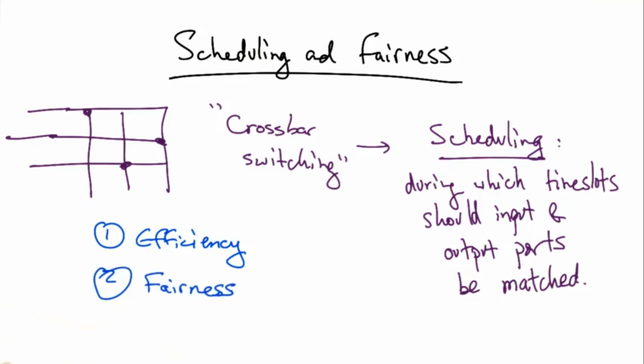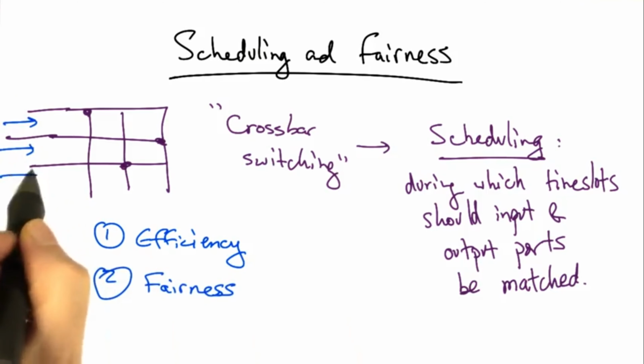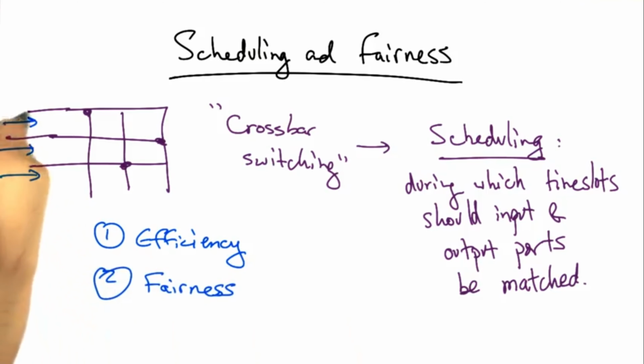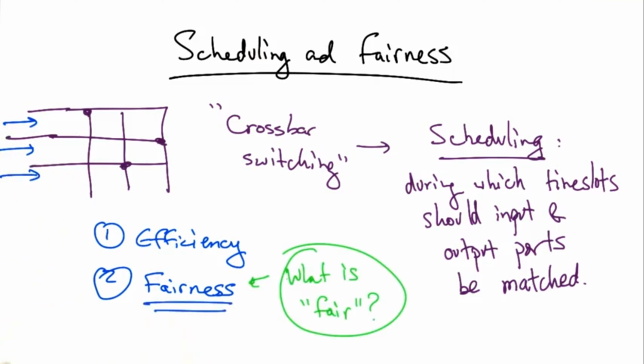Another consideration in scheduling is fairness, which is to say that given demands at the inputs, we want to make sure that each queue at the input is scheduled fairly for some definition of fairness. Now, defining fairness is tricky, and there are multiple possible definitions of fairness. Here we'll look at an important fairness definition called max-min fairness.